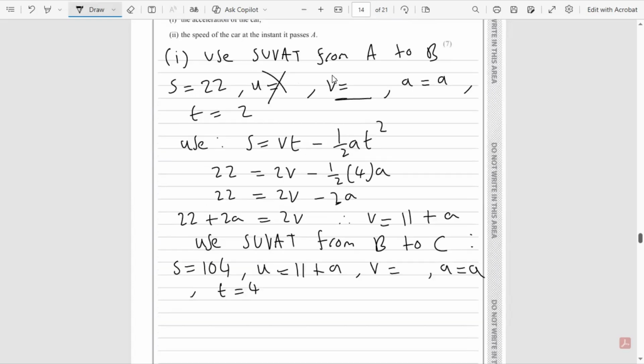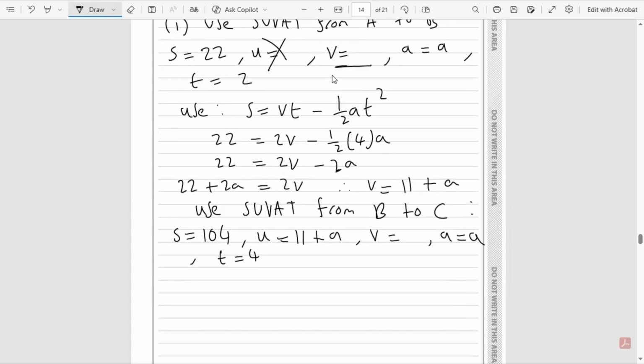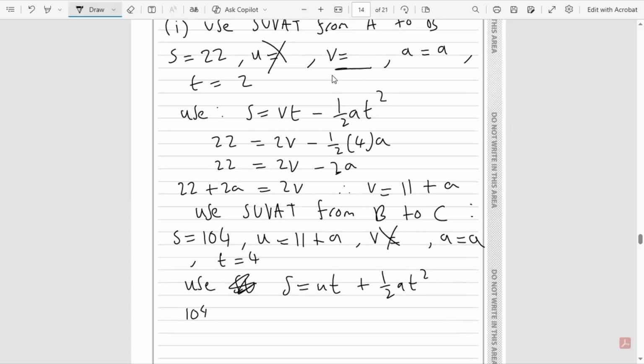So now we've got to utilize a SUVAT equation with S, U, A, and T, but missing V. We don't want to include V. So we're going to use the equation S equals UT plus half AT squared with this one instead. So the S is 104, which is equal to U times T.